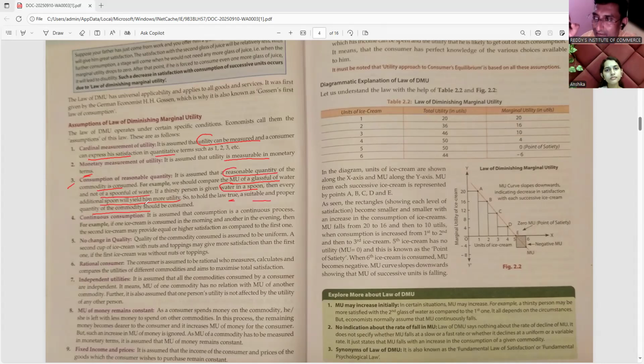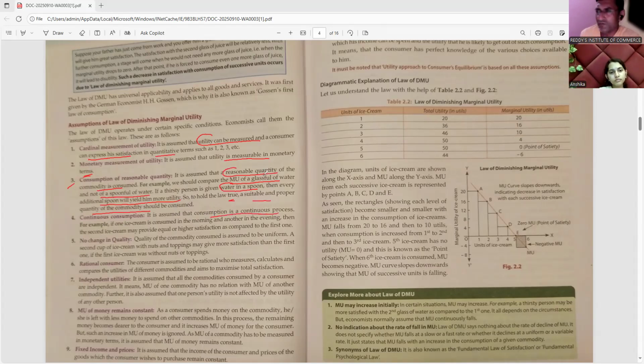Proper quantity, as well as proper commodity, should be consumed. Then you will get satisfaction. Otherwise, you will want more, more, more. Then, continuous consumption. It is assumed that consumption is a continuous process.